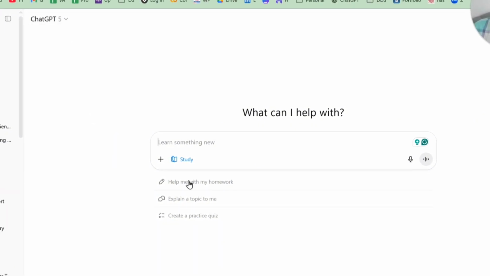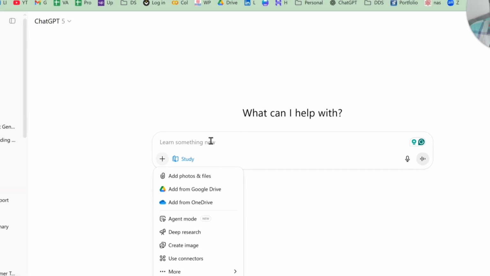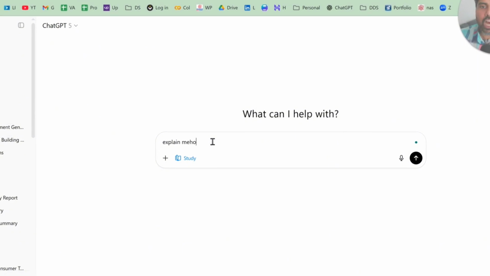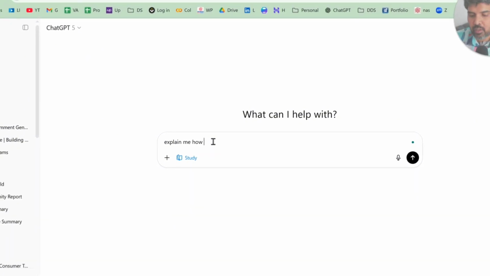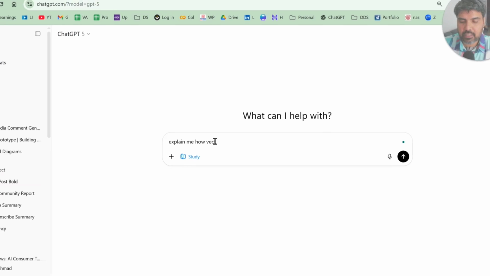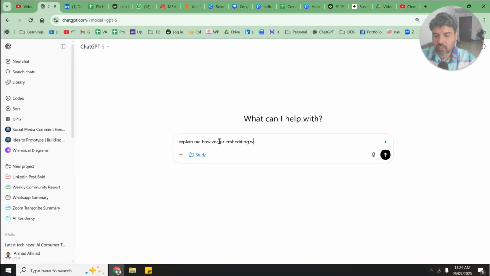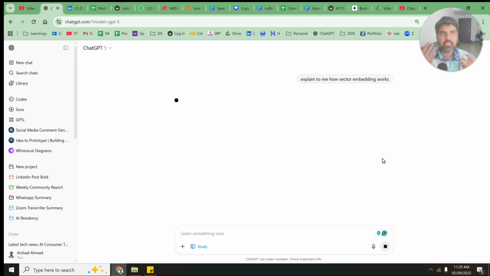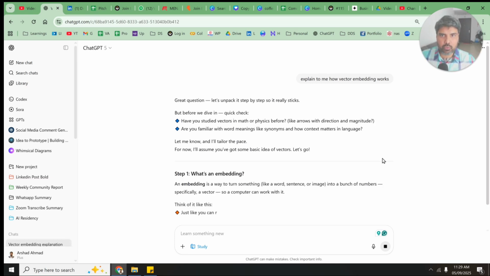So, to repeat, you can go plus, more, study and learn. Here you can ask: explain to me how vector embeddings work. Very simple. Vector embedding, as you know, is one concept in the space of AI where a lot of people are confused. So it asks: have you studied vectors in maths or physics before? Are you familiar with word meanings like synonyms?